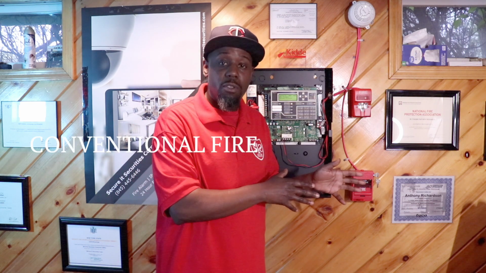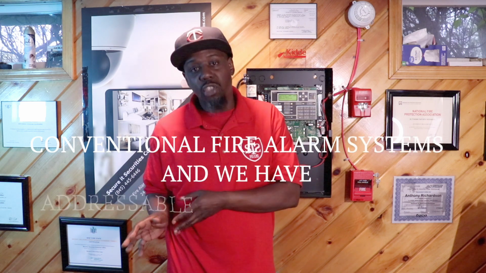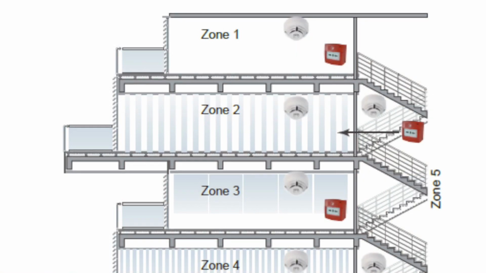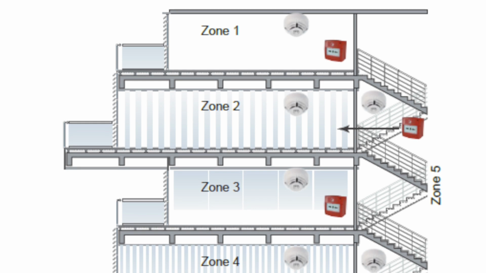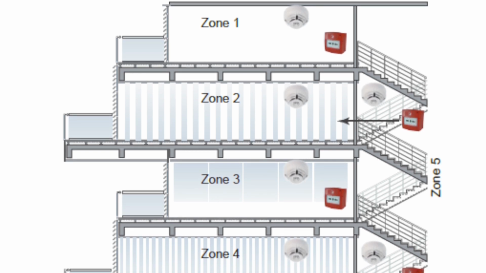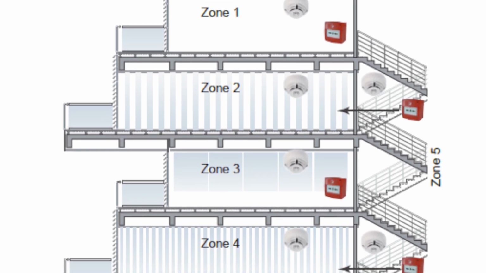Which leads me into the different types of fire alarm systems. There are two types of fire alarm systems. We have conventional fire alarm systems, and we have addressable fire alarm systems. A conventional system connects a mixture of fire alarm devices to a single zone. For instance, you could have smoke detectors and pull stations on one single zone.